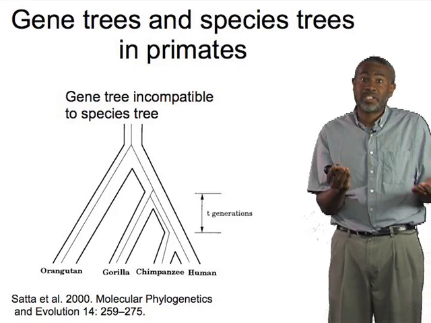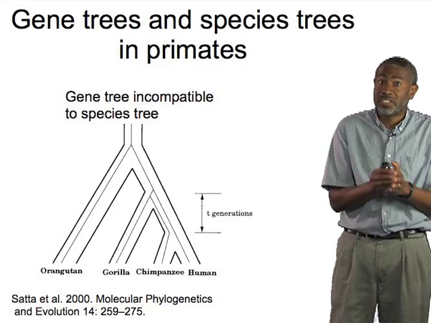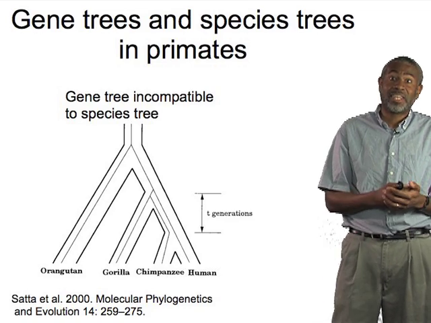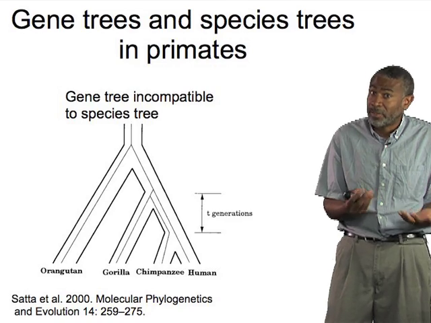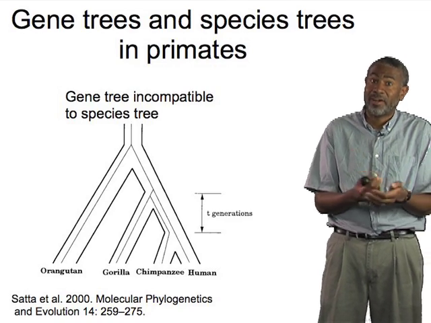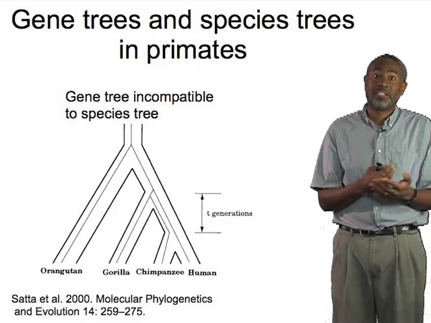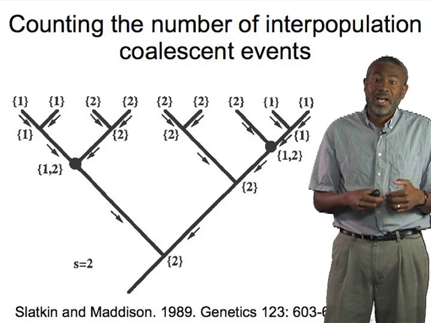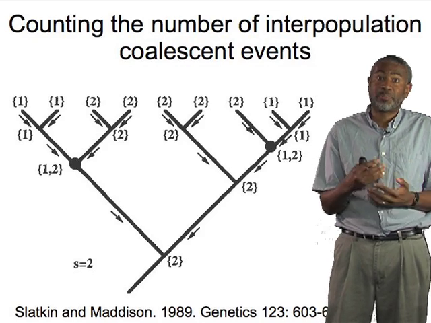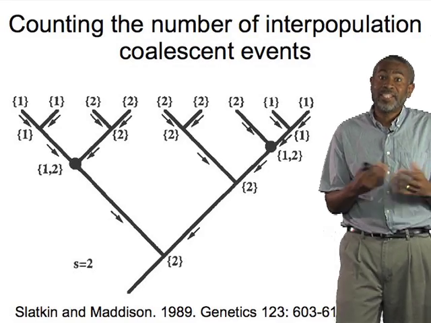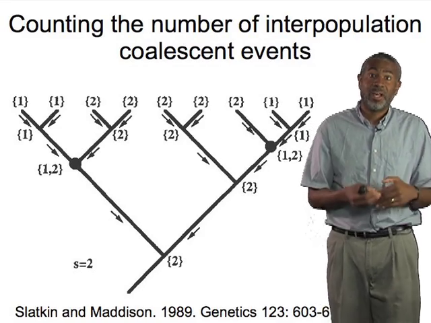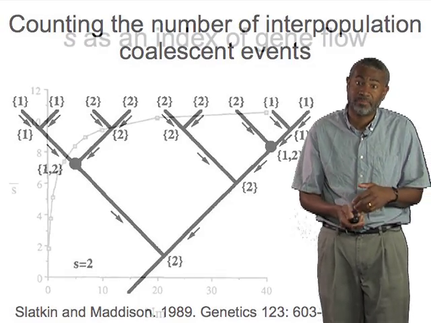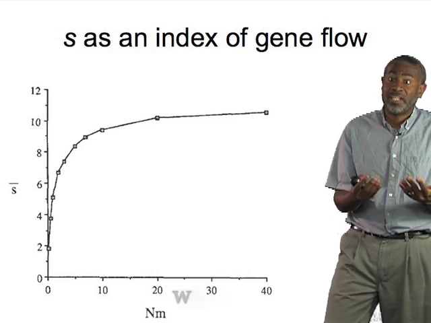This, again, is entirely expected. It could be due to simply a rapid speciation, as we talked about before. However, scientists are increasingly thinking that hybridization in the past could have led to such patterns. And so it's still a point of debate among scientists. Again, we're going to count the number of these interspecific coalescent events, or S, this time not to look at the age of populations, but to look at how much gene flow, how much movement of individuals is going on between populations. Here we're going to use S as an index of gene flow.